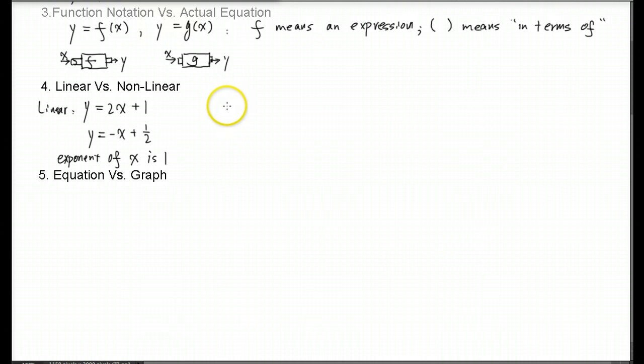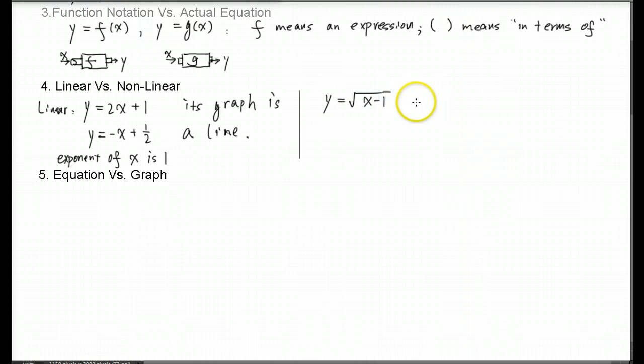That's a linear function, and the reason it's called linear is that if you graph it, its graph is a straight line. Of course, there are a lot of non-linear functions, like y equals square root of x minus 1, the one we just mentioned. It should be a curve, so if you graph it, it's not a line.